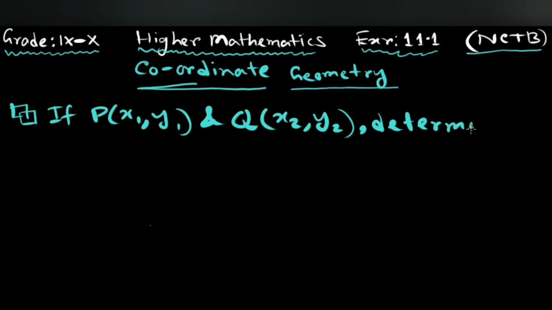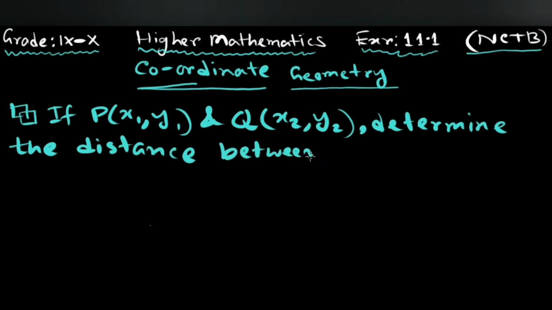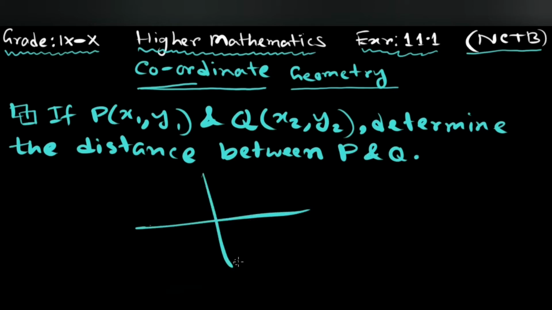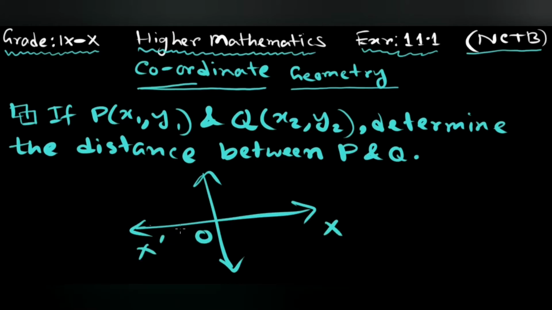So determine the distance between P and Q. This is the question. So how are we going to solve it? First of all, think of this as a Cartesian plane. Two straight lines are there. One is x, O, x prime, and the other one is y, O, y prime, that intersect at the origin O.